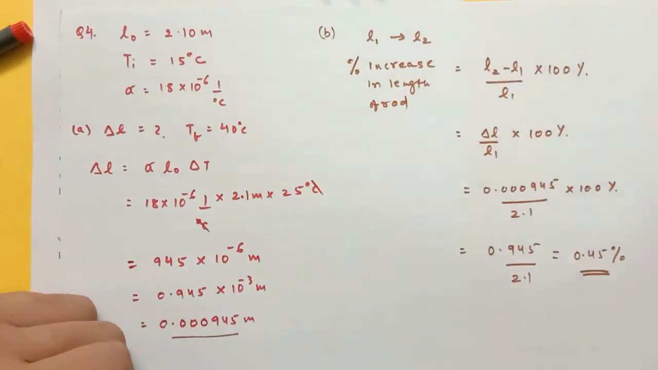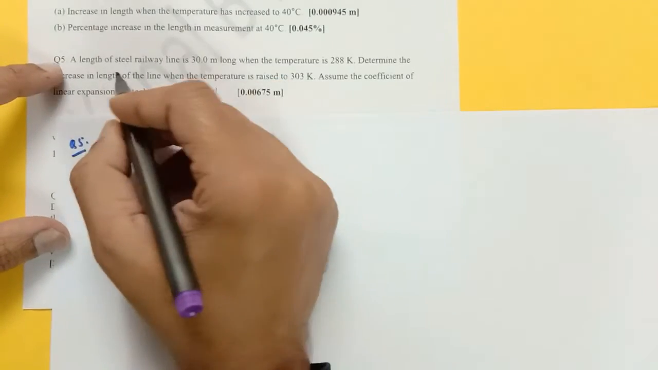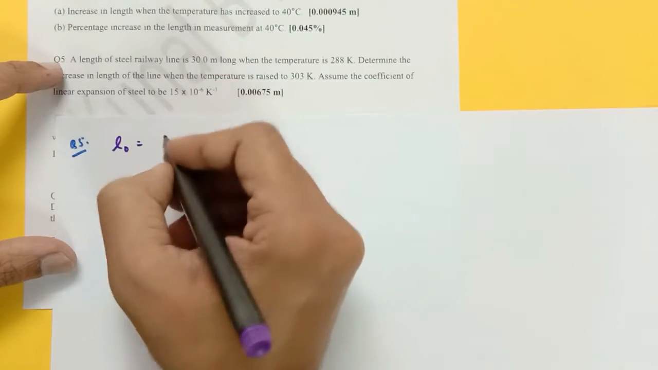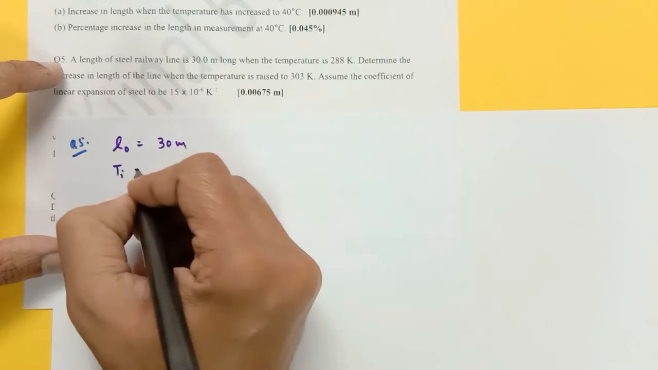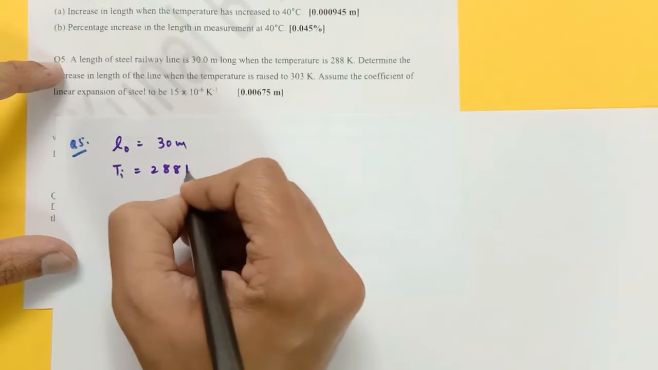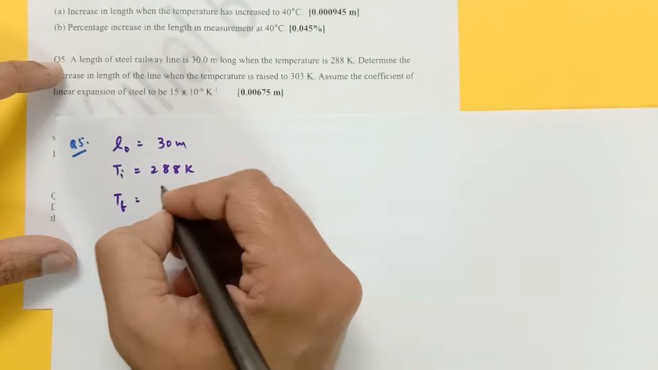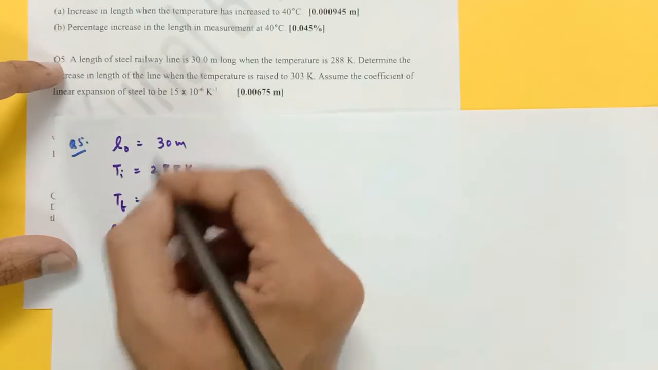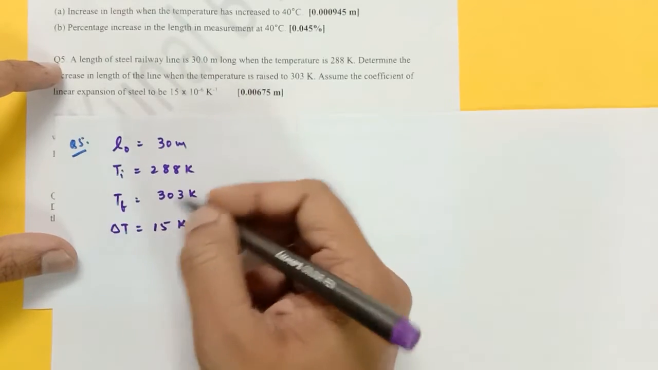Okay, now moving on to problem number 5. So we are given a steel railway line of length this. So we know the initial length is 30 meter and its initial temperature is 288 Kelvin. Then it is finally heated to 303 Kelvin. So rise in temperature is final minus initial, so it is 15 Kelvin or 15 degrees Celsius.